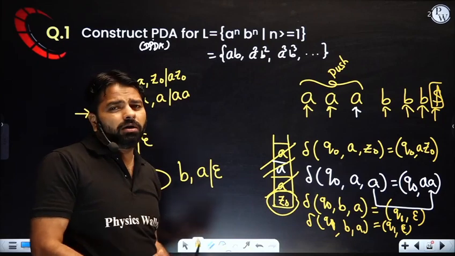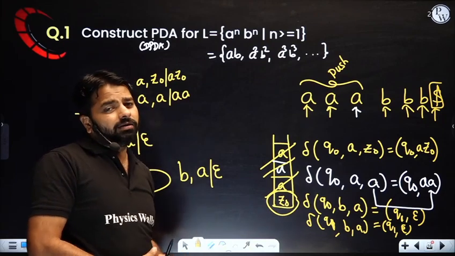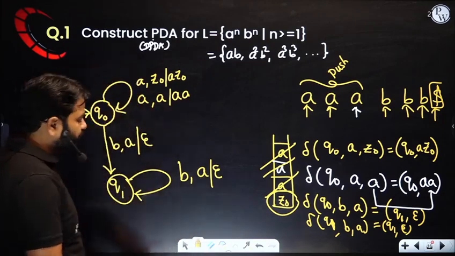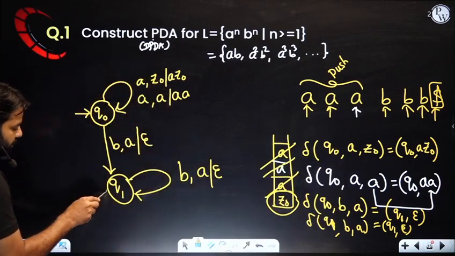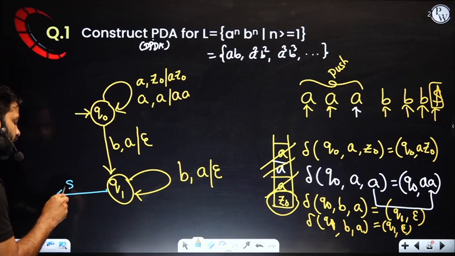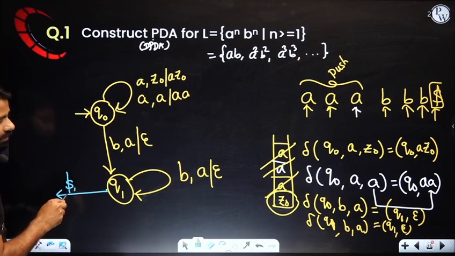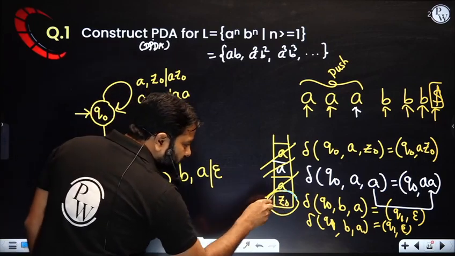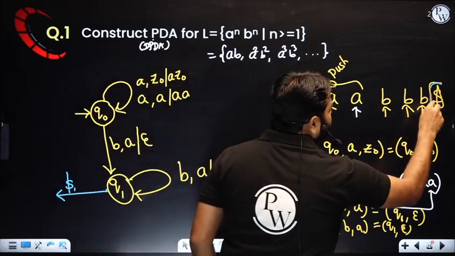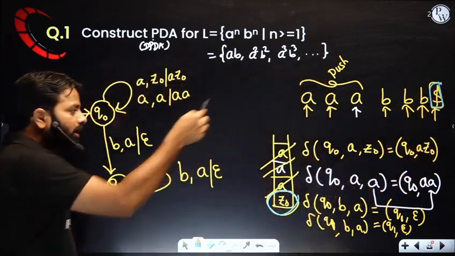You can use epsilon, you can use dollar, or decide on your own. For the end of the input, you can use either dollar or epsilon. Dollar or epsilon, what should be on top of the stack? Z0. What should be here? Dollar. Dollar comma Z0.